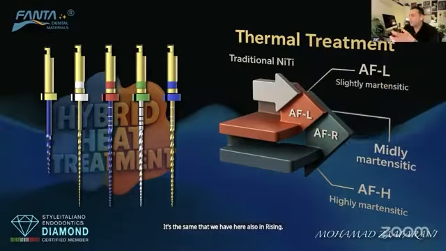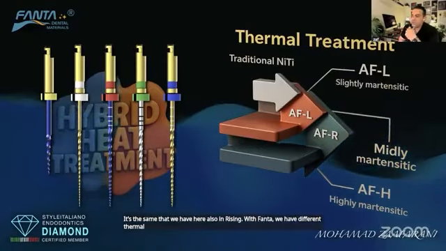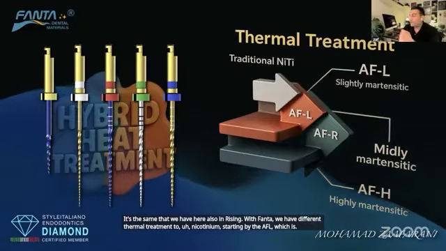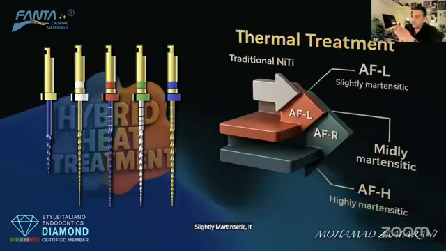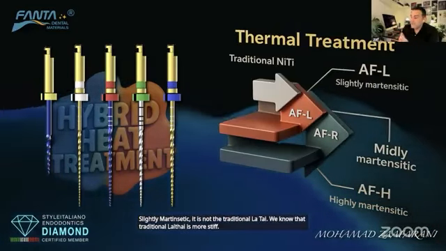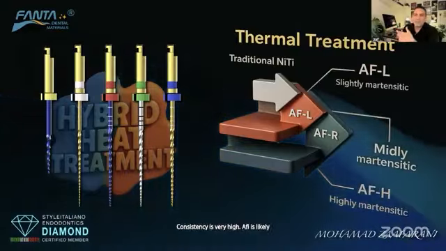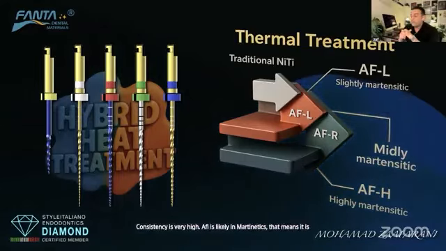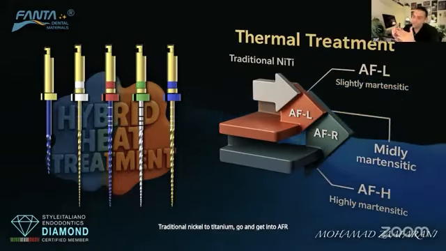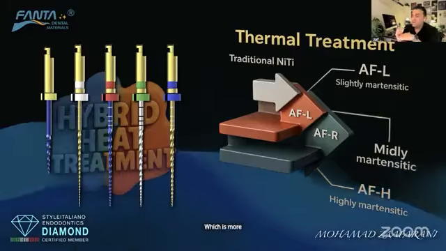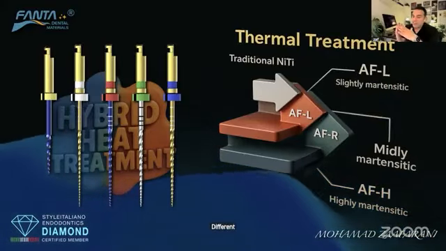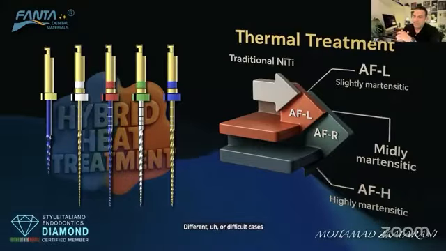With Fanta, we have different thermal treatment of nickel titanium, starting with the AFL, which is slightly martensitic. It is not the traditional light tie. We know that traditional light tie is more stiff. Cutting efficiency is very high. AFL is slightly martensitic. That means it is more flexible than traditional nickel titanium. Going into AFR and AFH, which are more flexible, they can manage different or difficult cases, difficult curvatures.